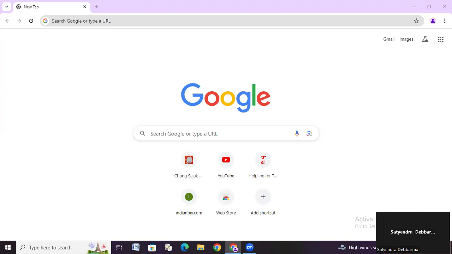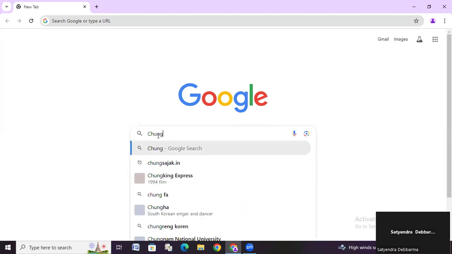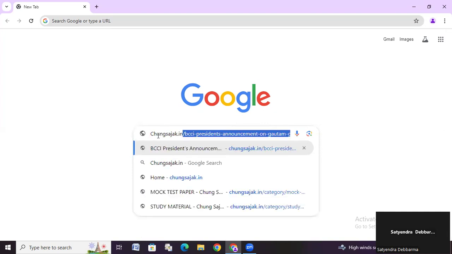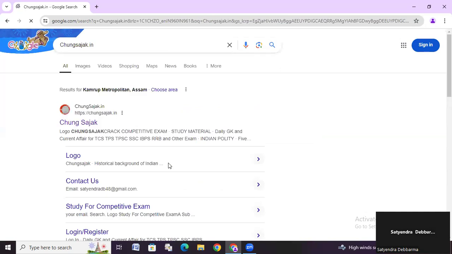Most important for SSC and UPSC exam. See and click on Google, change1000.in. And click on change1000.in.